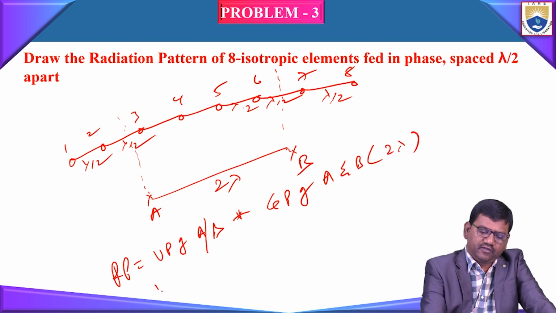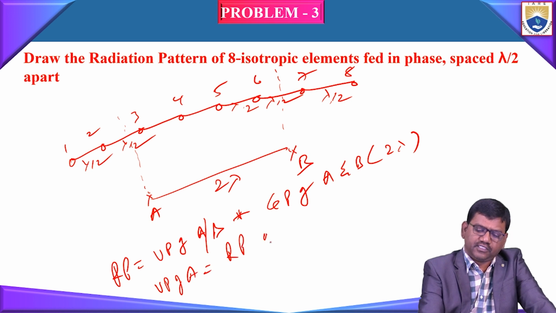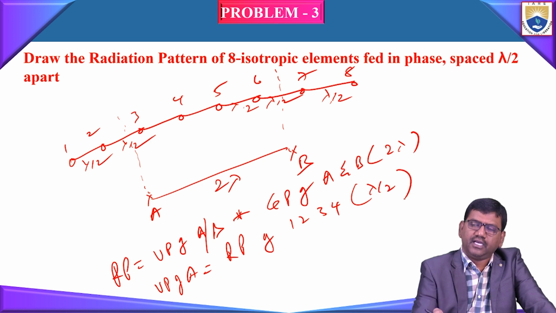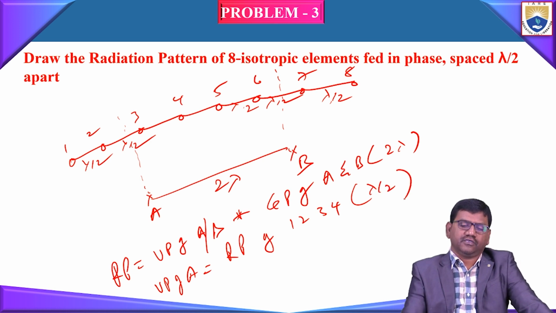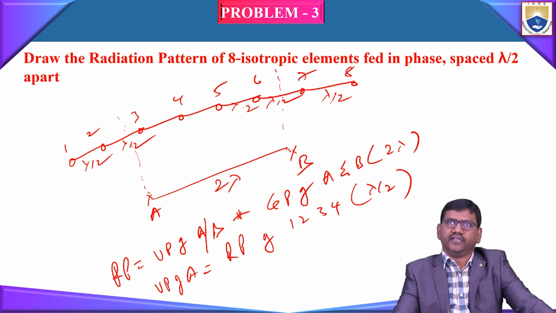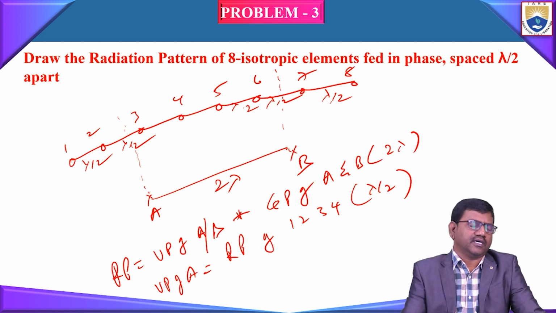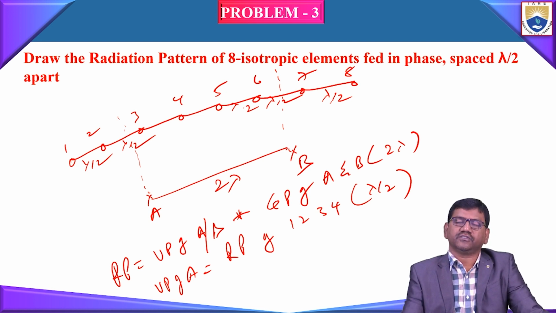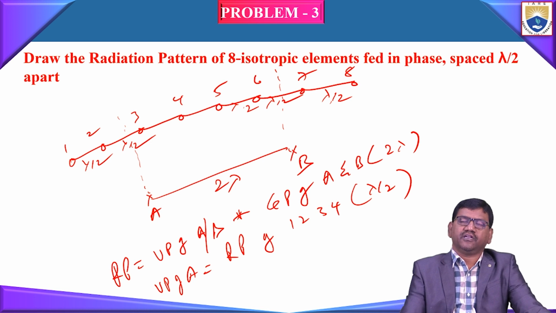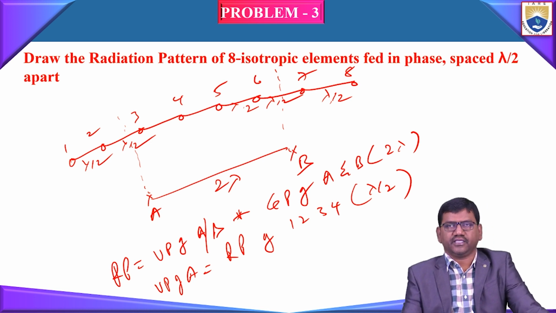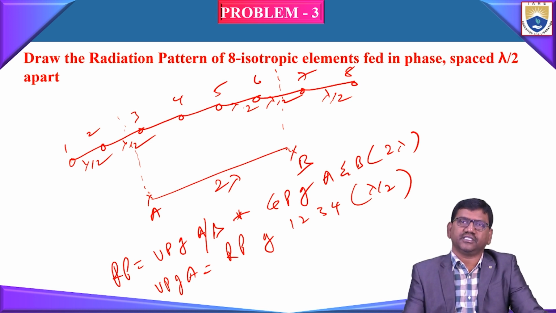Now what is the unit pattern of A? Unit pattern of A is equal to the resultant pattern of 1, 2, 3 and 4 elements separated by lambda by 2. So if we want to draw the radiation pattern of 8 elements, we should know the radiation pattern of 4 elements whose separation between elements is lambda by 2. And to draw the radiation pattern of 4 elements, we should know the radiation pattern of 2 elements. Like this, we can extend the same concept for 16 and 32 also.